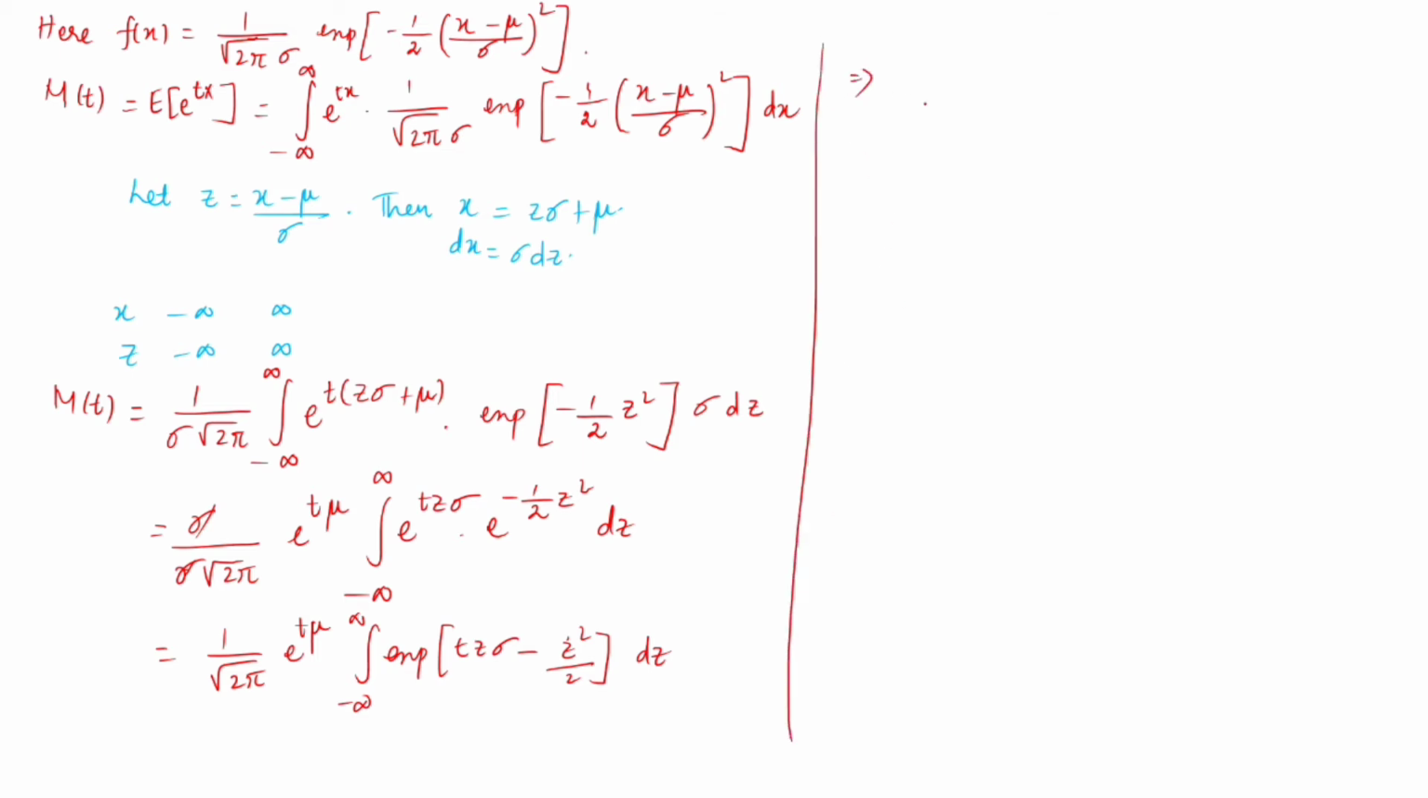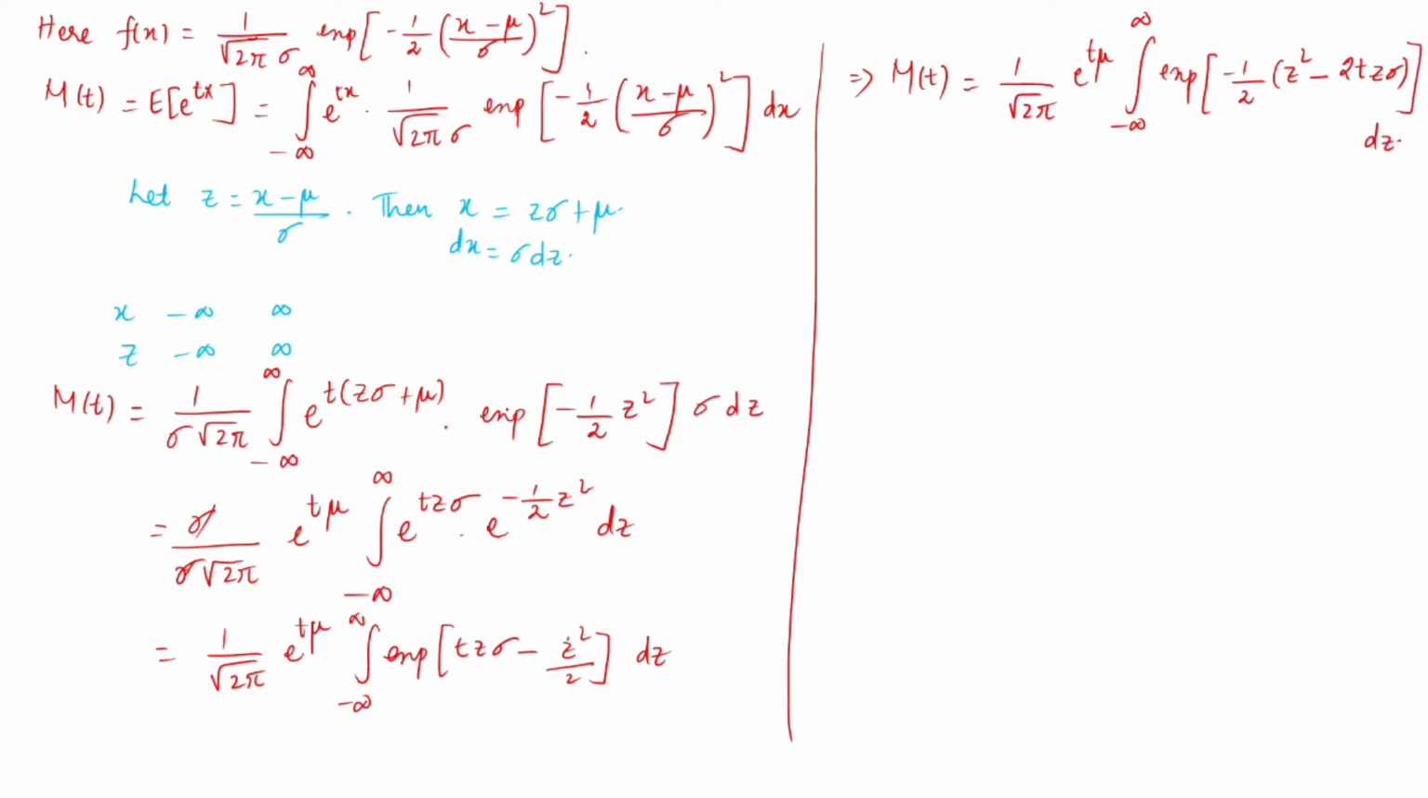From here, this is what? M of t, isn't it? M of t equals 1 upon under root 2 pi e to the power t mu integral minus infinity to infinity exponential of, let me take this minus half outside so that it is z square, and we just have to multiply and divide it by 2, and we have taken minus half outside, so it is minus times of 2t z sigma, it is with dz.